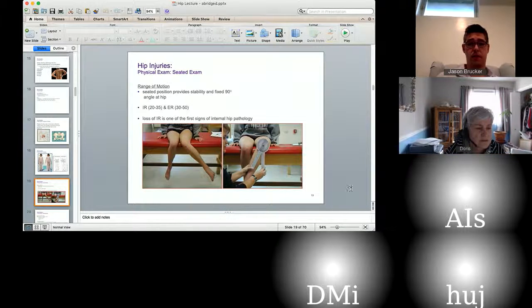And as this slide states, internal rotation is one of the first signs of internal hip pathology. And again, that would be seen in conditions such as osteoarthritis of the hip.